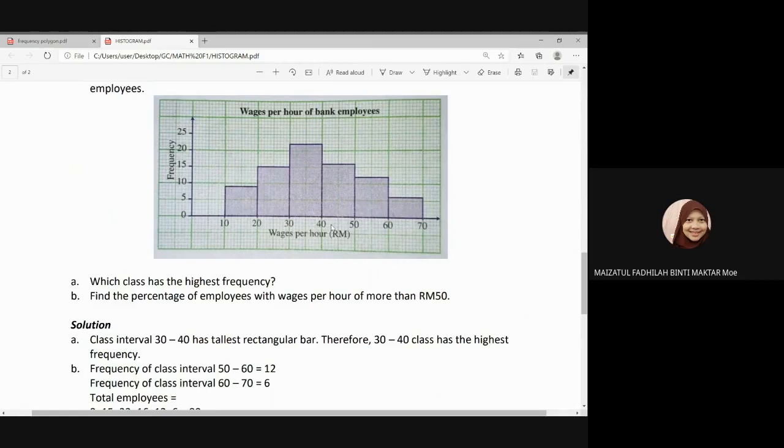Understand? Usually they have a lot of questions like this in the exam, sometimes in a histogram or a frequency polygon. So now we will go to the frequency polygon. Hold on, I will open the frequency polygon notes for today.